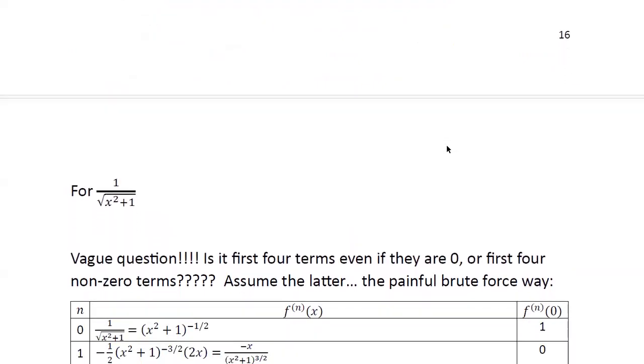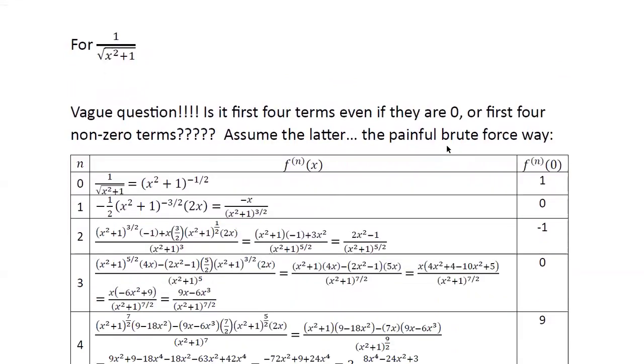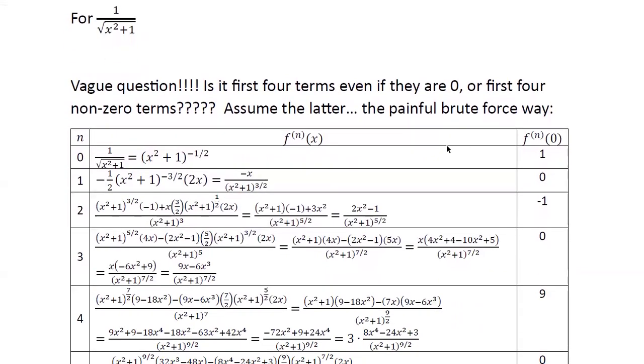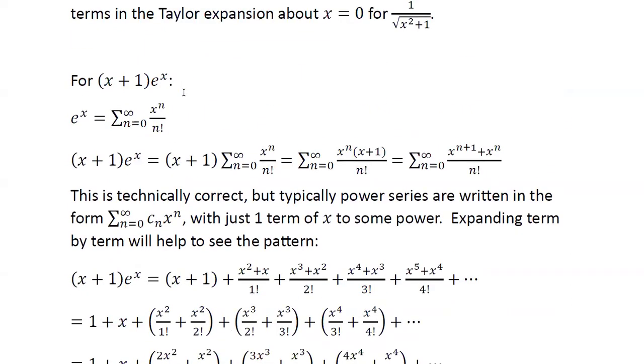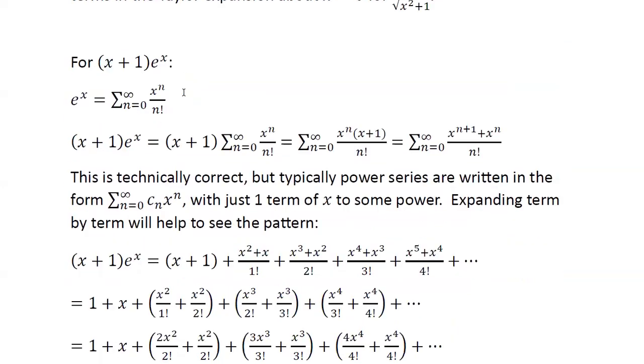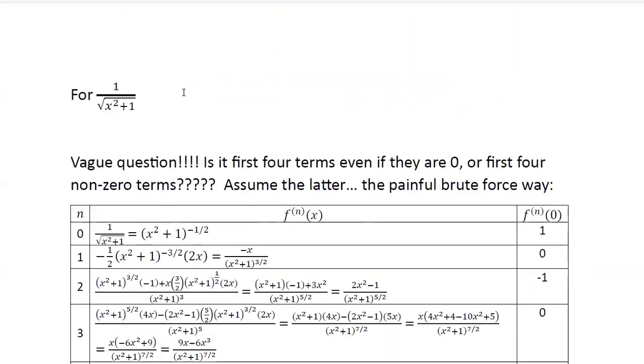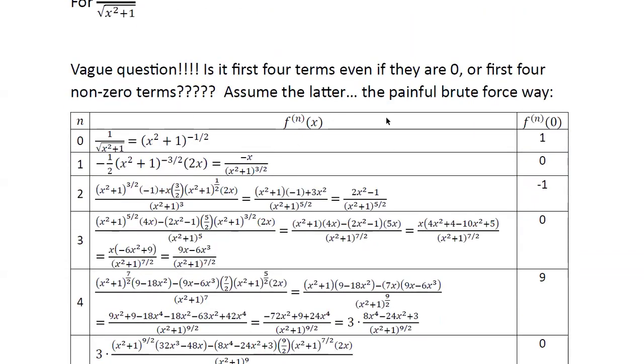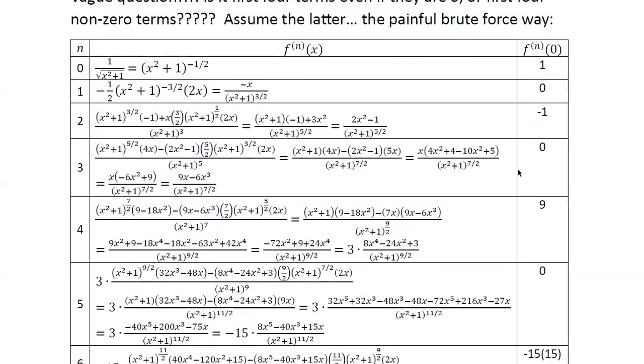Oh, I guess I forgot that I complained that this is a vague question because it just says first four terms. Is it first four non-zero terms? Because if we can include zero, you can just see my answer right away, okay?